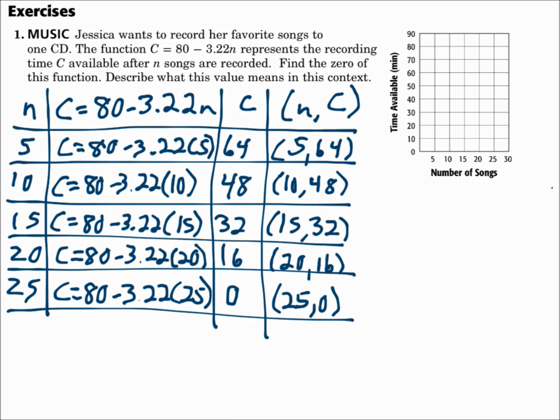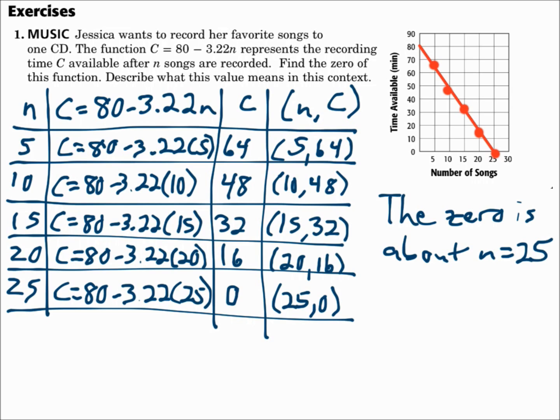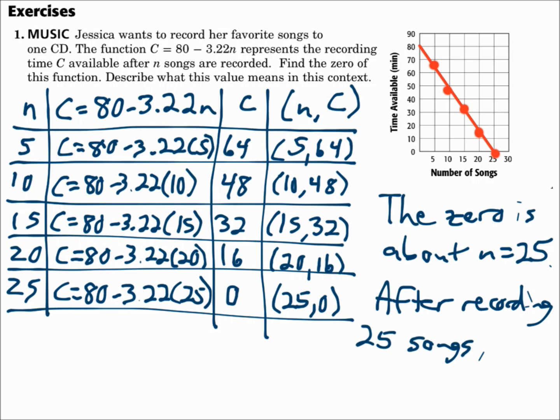Once you have those points, plot them on the graph. Draw the line. And the x-intercept occurs where the number of songs is about 25. So the 0, remember that's another name for the solution, is about n equals 25, which means after recording 25 songs, the time is up.